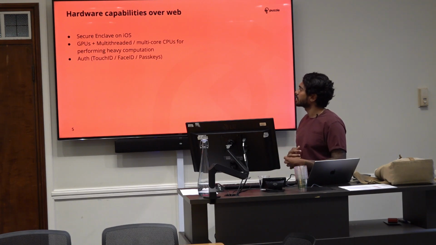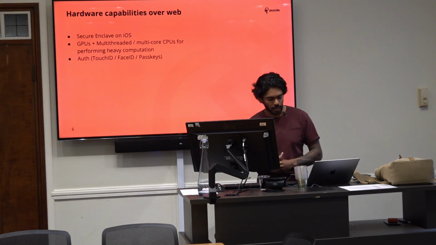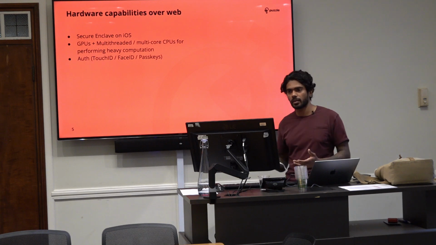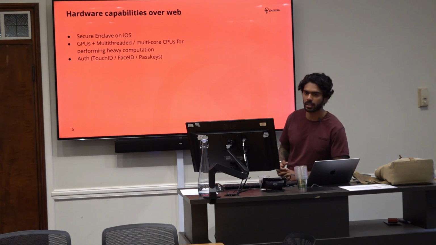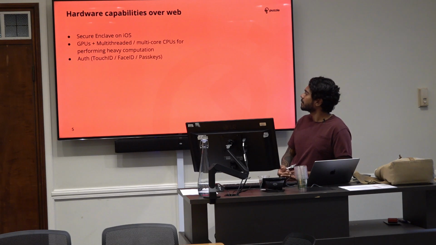You also get access to a GPU and a CPU architecture that supports multi-threading, multi-core CPUs. Multi-threading on iOS and on Android is a very mature ecosystem, and there's a lot of very sophisticated tooling available, so you can get the most performance for your apps.